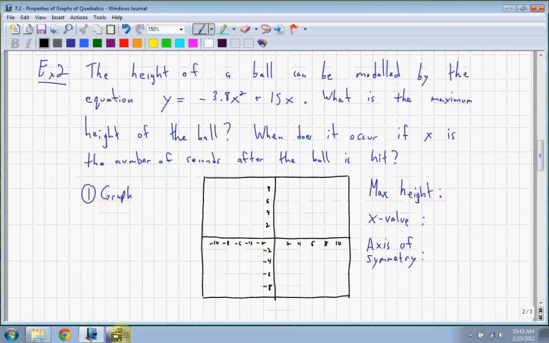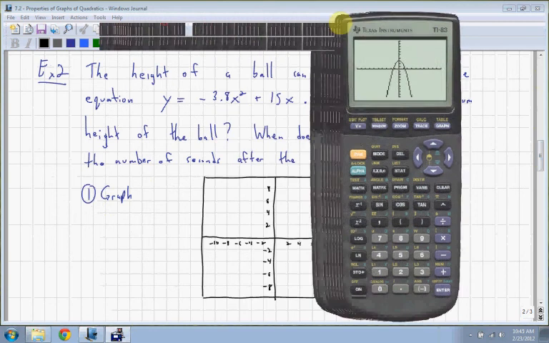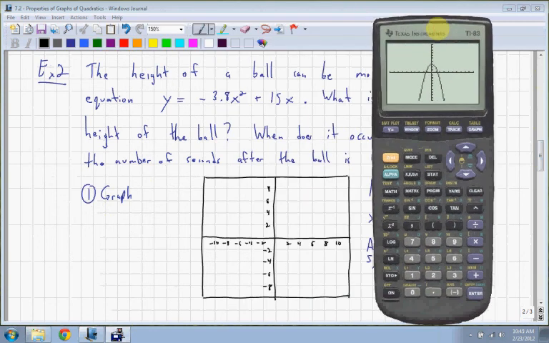First of all, I need to graph. So I bring up my graphing calculator. This type of question you would definitely not do with a table of values because it's too hard. So I have -3.8x squared plus 15x. Make sure my window settings are correct. Yep, -10 to 10 again. So I graph it. Uh-oh, it's off my window. So I'm going to have to change my window or zoom.